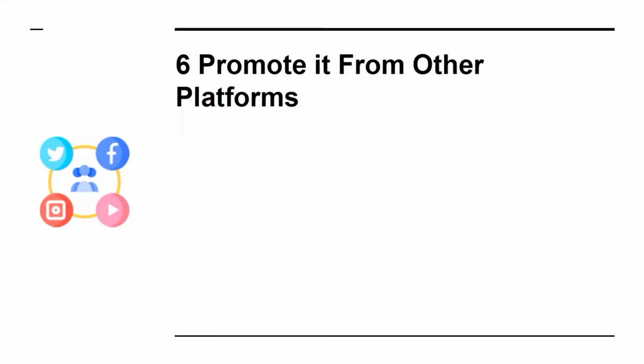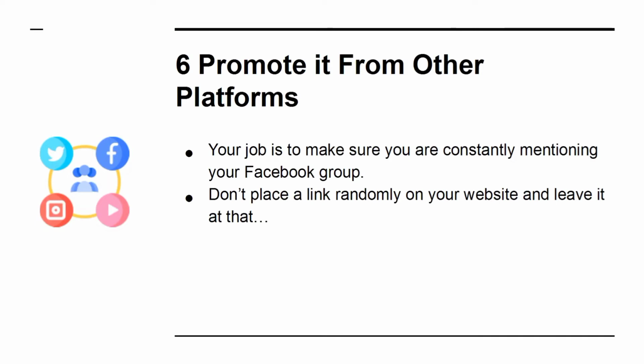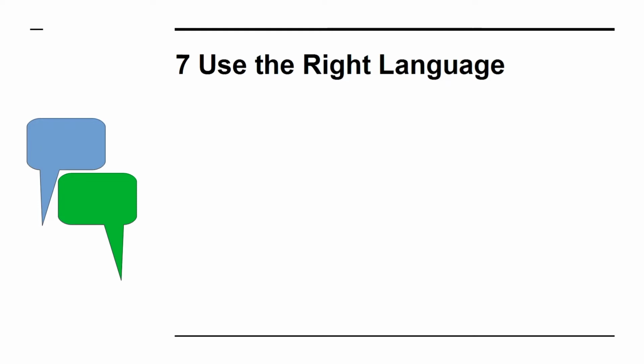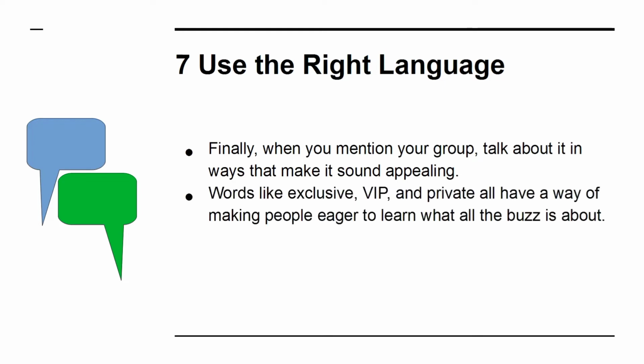6. Promote it from other platforms. Your job is to make sure you are constantly mentioning your Facebook group. Don't place a link randomly on your website and leave it at that. Drop it conveniently into any post, and you can make sure to keep it on the minds of your readers. 7. Use the right language. Finally, when you mention your group, talk about it in ways that make it sound appealing. Words like exclusive, VIP, and private all have a way of making people eager to learn what the buzz is all about.